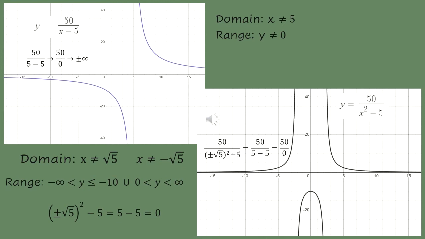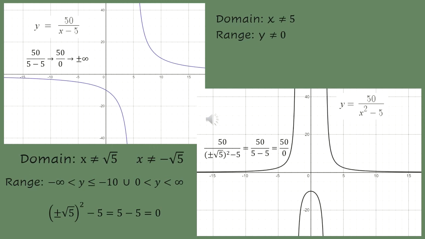We have another rational function in the lower right, 50 divided by x squared minus 5, and this time we create 0 in the denominator by plugging the square root of 5 or negative square root of 5 in for x. If you square the square root of 5 or you square negative square root of 5, you will get 5, and once again 5 minus 5 would be 0. So in this case, the domain is x not equal to the square root of 5 and x not equal to negative square root of 5, meaning any other value except those two can be plugged in.